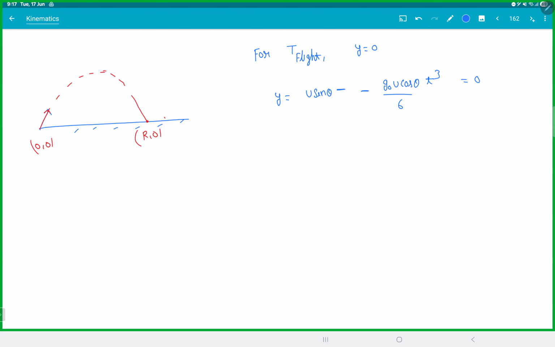Just put time of flight here. TF is 0, that is the initial position. You'll get time of flight is equal to root over 6 tan theta by g naught. This is your time of flight, everyone. Right? And what is range? Range is simply horizontal velocity into time of flight because there is no horizontal acceleration. So this will be u cos theta into root over 6 tan theta by g naught. Done. There we got the range and the time of flight. Question is not done yet. We have to find h max. How will you find h max?